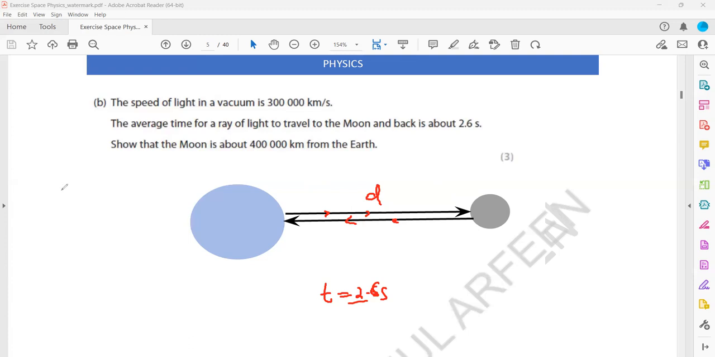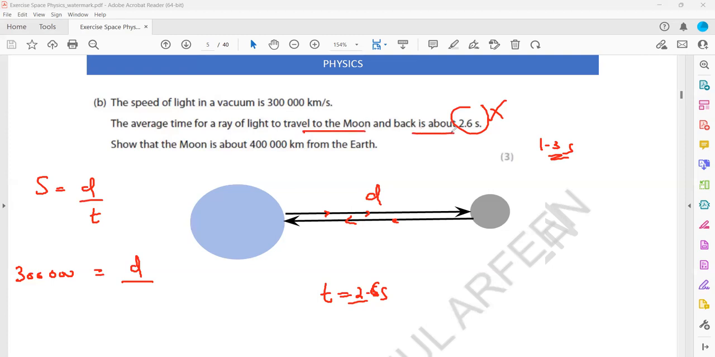And we have the formula, speed is distance divided by time. The speed is given, 300,000 kilometers per second. Distance we don't know, and time, you don't take 2.6, you will take 1.3. Why 1.3? Because 2.6 is the time for a ray of light to travel to the moon and bounce back, going and returning. But that will be twice. So we just need the time to travel to the moon. That's why we take half of it, so 1.3.